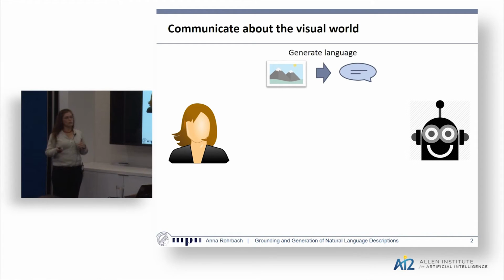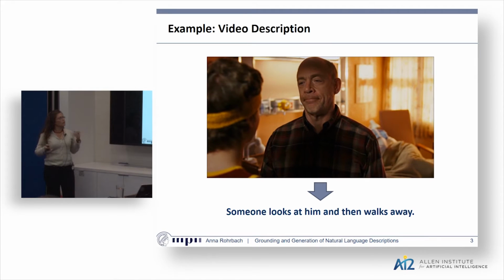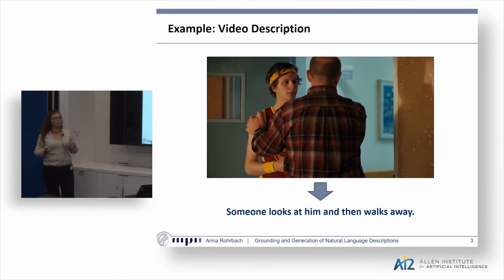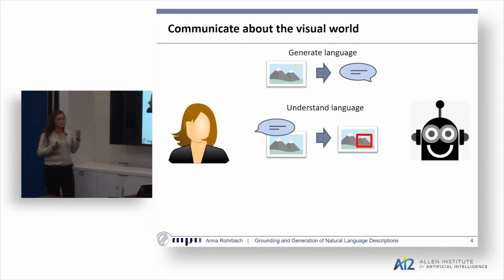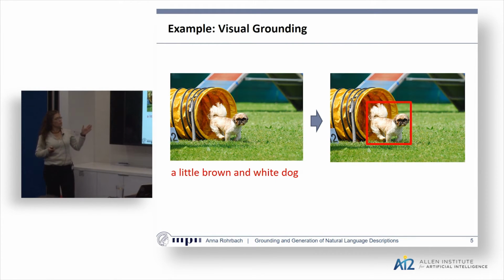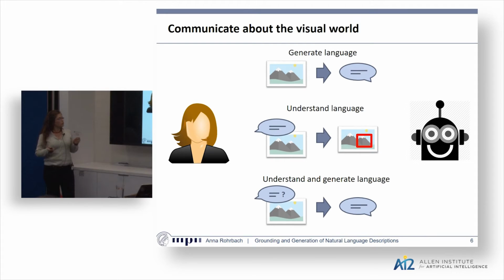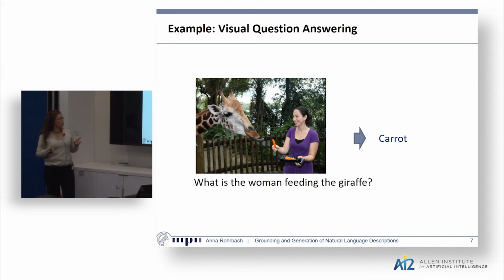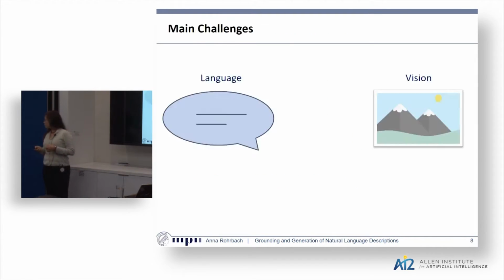And this goes in both directions. So we want them, on one hand, to be able to generate descriptions of what they see. For example, given a video, to say someone looks at him and then walks away. Or given a language query as well as the visual content, to localize where precisely the human is referring to. For example, given an image and a query like this, to localize this little brown and white dog specifically in the image. Or another task, given again the visual query and the image, answer the question in natural language. So what is the woman feeding the giraffe? And the answer is the carrot. And those are examples of the outputs of the systems that we have developed and I was involved in.